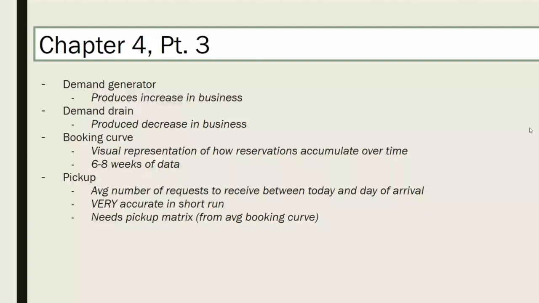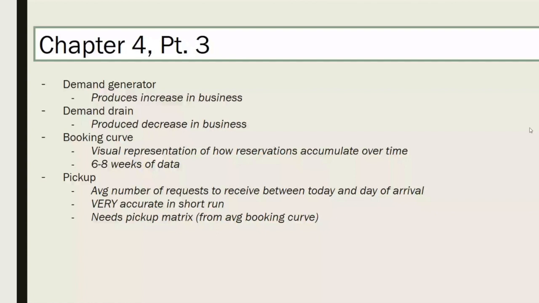And it requires the building of a pickup matrix, which I think we've all done an Excel activity on, which you need to calculate the pickup matrix upon the average booking curve. I would just like to highlight that in terms of vocab, reservations on hand or on the book reservations is the number of reservations that you have on a certain day. So on the book would be, for example, 15 reservations today would be 15 reservations on the book.